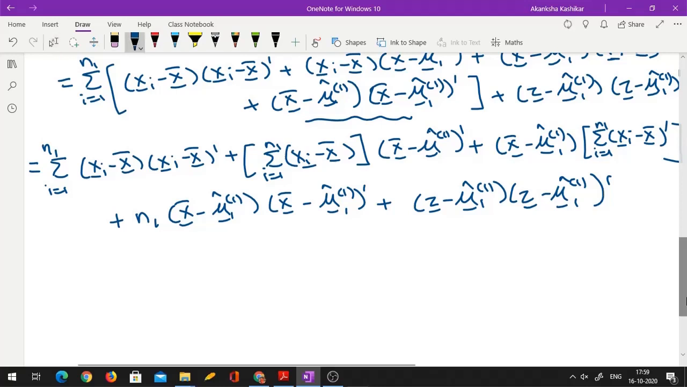Now this is nothing but the sum of deviations of observations from the mean, because we know that the maximum likelihood estimate for the population mean is the sample mean. So this would be 0. Same story here, this would also be 0. So these two terms will vanish.